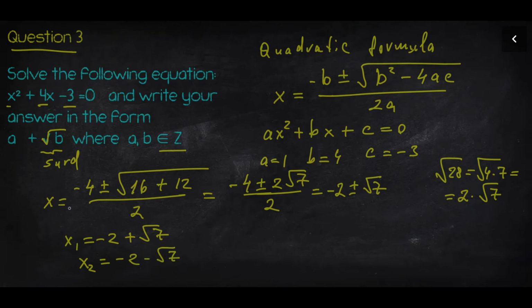If we compare with the form that we need to provide, a and b should be integers. Let's check. a in the first case is minus 2, while b is the coefficient before the square root of 7. So it's just 1, right? It's not 0, pay attention to it. In the second solution, a is the same, but b in this case is going to be minus 1. All right, so that's the solution, and that's the answer to question 3. Make sure you got the same, and let's move to the next one.